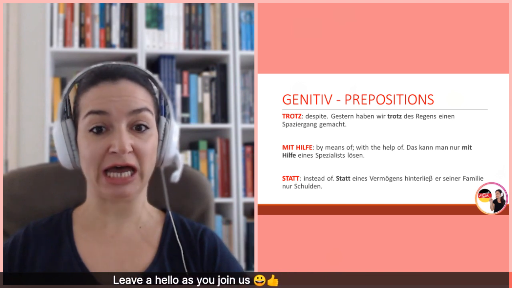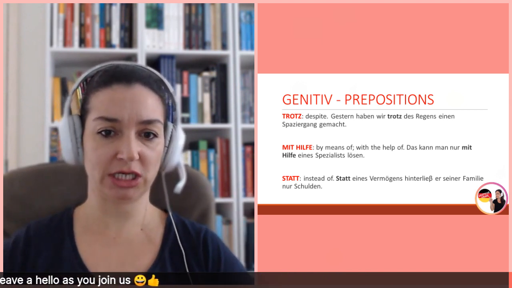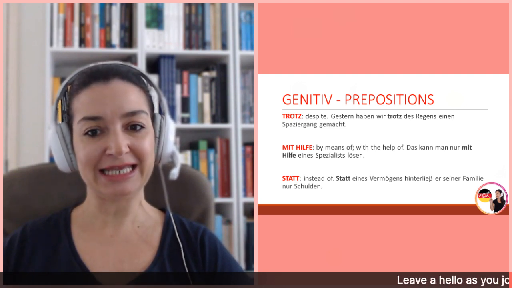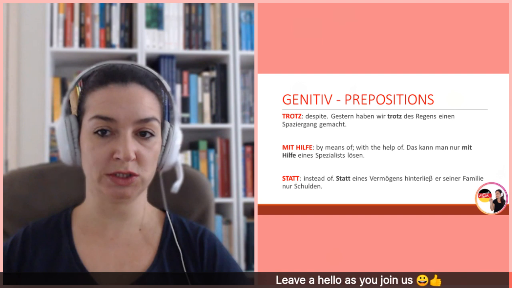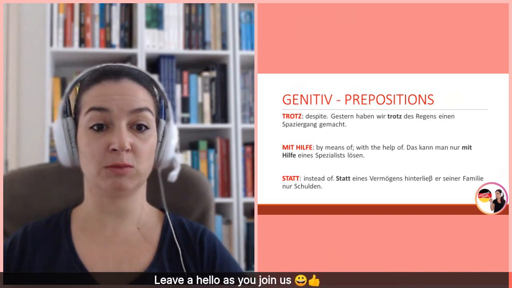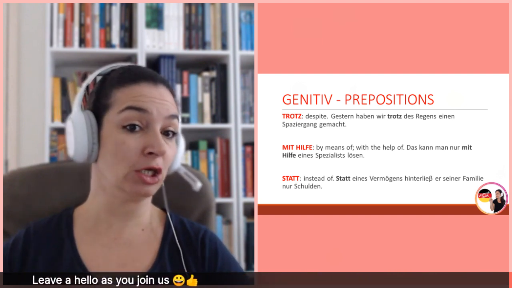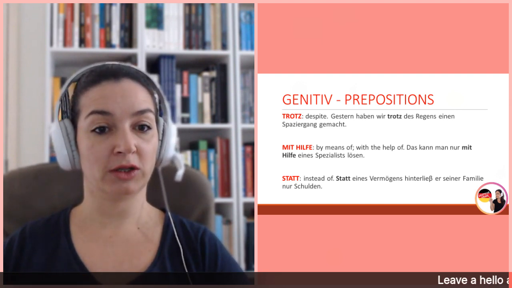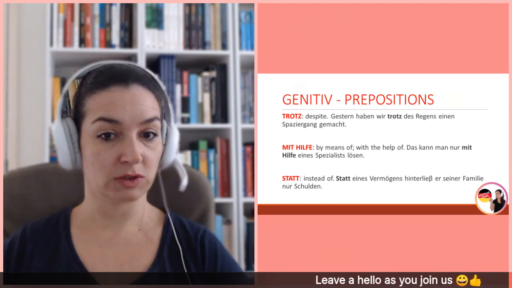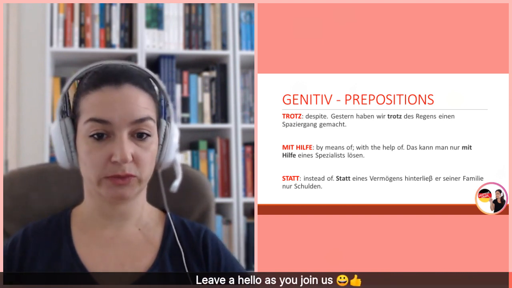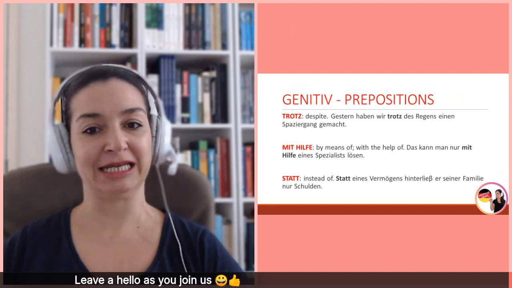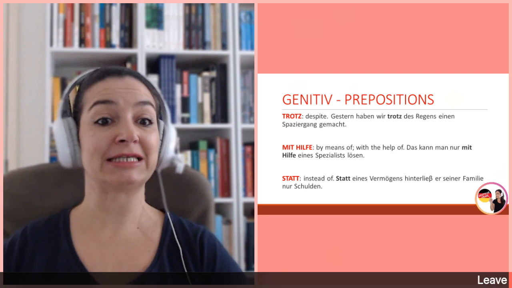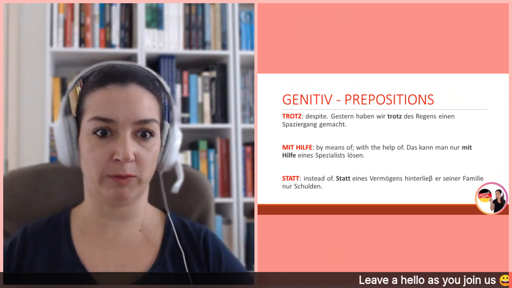And statt is instead of. So, it's quite similar. Statt eines Vermögens hinterließ er seiner Familie nur Schulden. So, instead of leaving them with some money or houses, he just left them with debt. And as you can see, eines Vermögens, eines Spezialisten, des Regens, as everywhere.